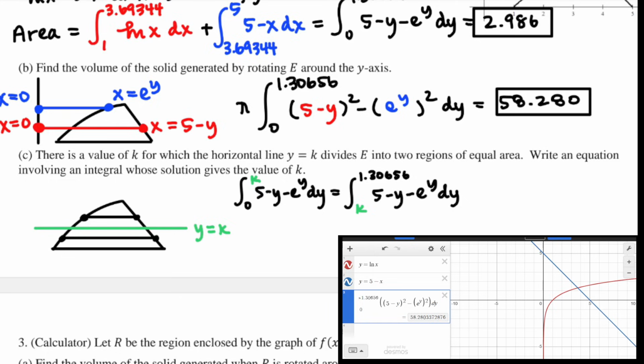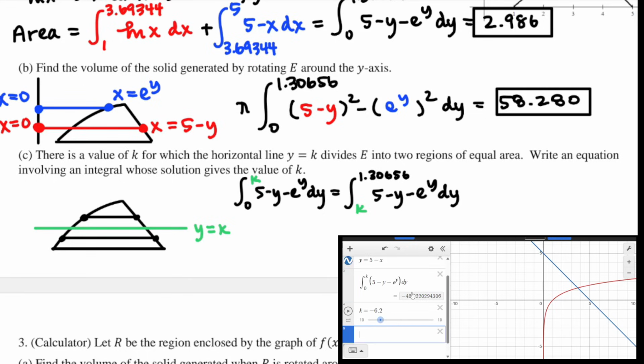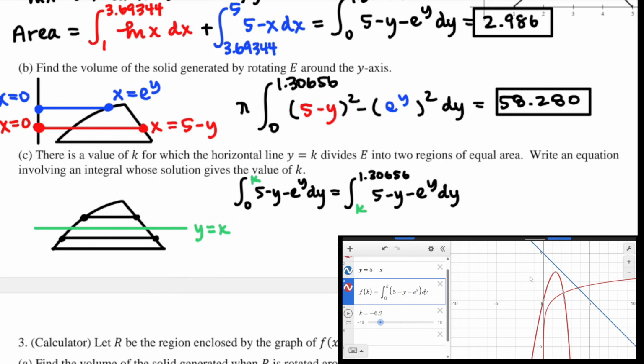Now, with Desmos, if we needed to solve this, we actually could without too much difficulty. I'm going to graph both of them in terms of k. So from 0 up to k of 5 minus y minus e to the y. And there might be a better way to solve this equation on Desmos. Actually, I don't exactly want a slider, because I don't want to just have it be different numbers and try to find out where they are equal to each other. I think I'm going to just call this a function of k. Yeah, there we go.